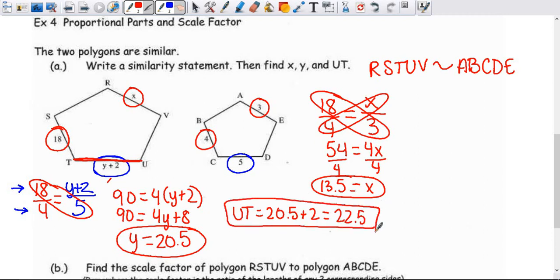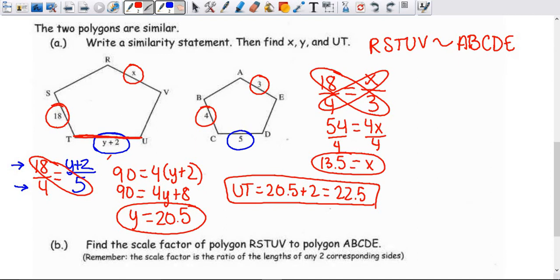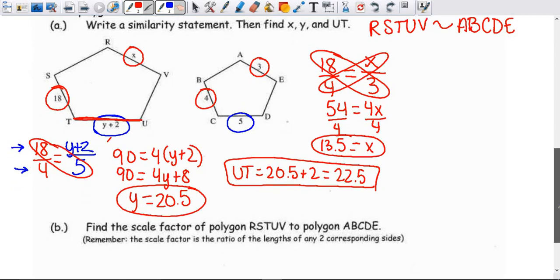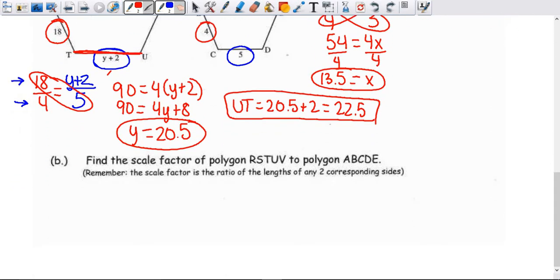All right, so we got all of our answers. And now it's asking to find the scale factor of polygon RSTUV to polygon ABCDE.